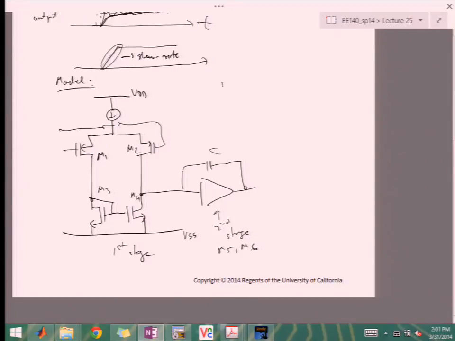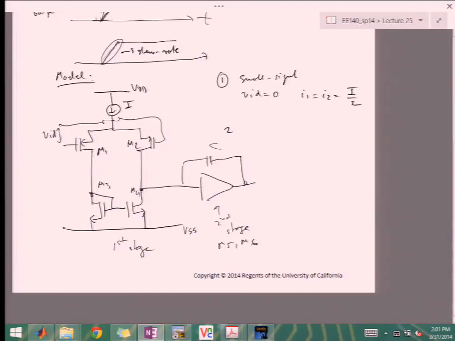So in the first case, we have small signal. We have that, for VID, let's say VID equals 0, right? We're dividing the current between these two. And then any small fluctuations will really just translate into the gain.